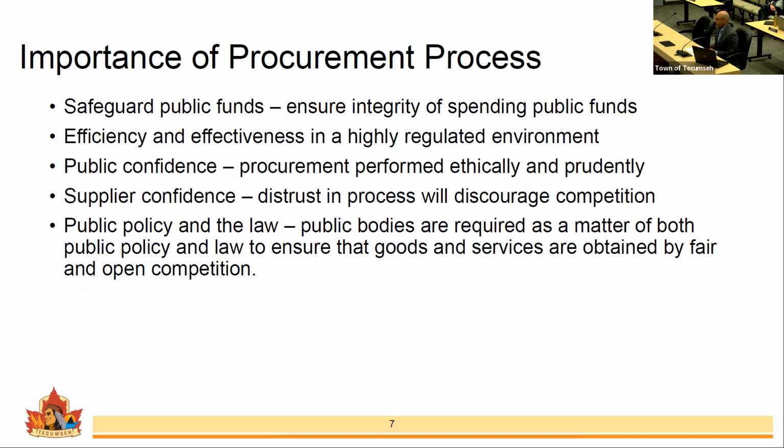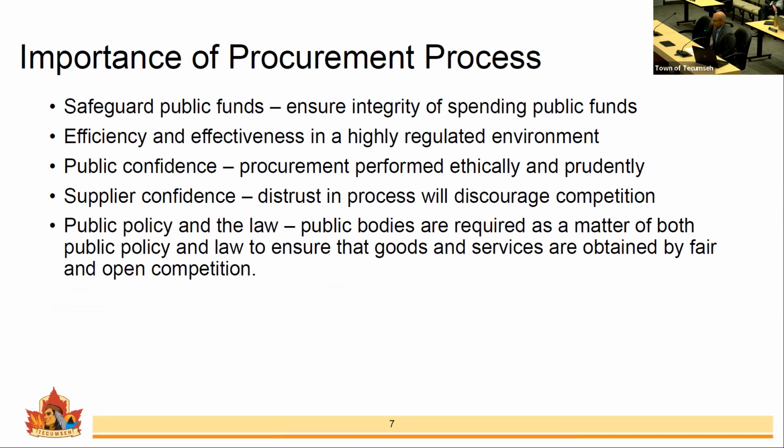So when considering the amount of money expended on goods and services and time invested in procurement, along with compliance with procurement law and associated risks, the importance of the procurement process is evident. A sound, well-functioning procurement process will provide for safeguarding of public funds. So procurement staff are tasked with the policing of public spending, maintaining integrity in the process.